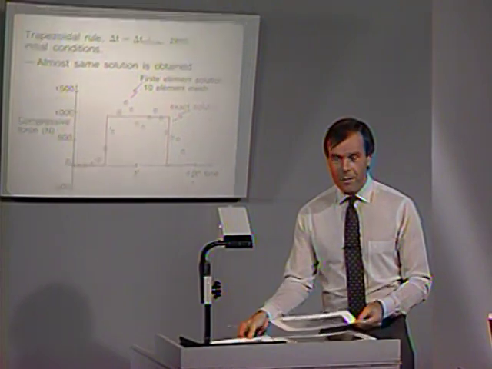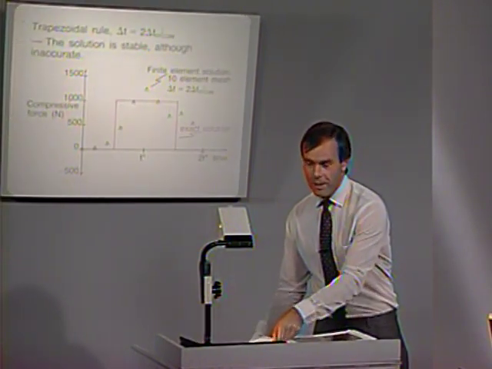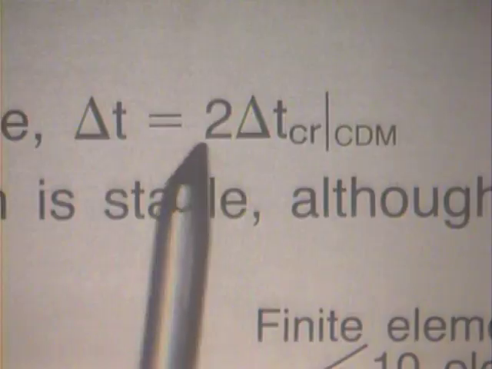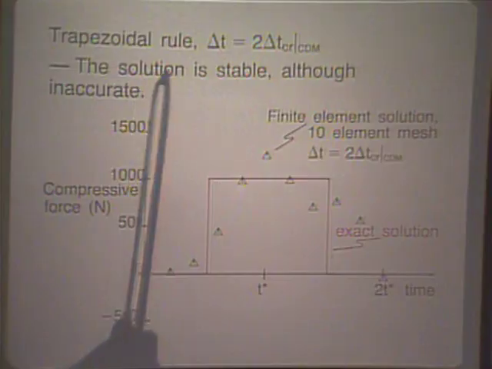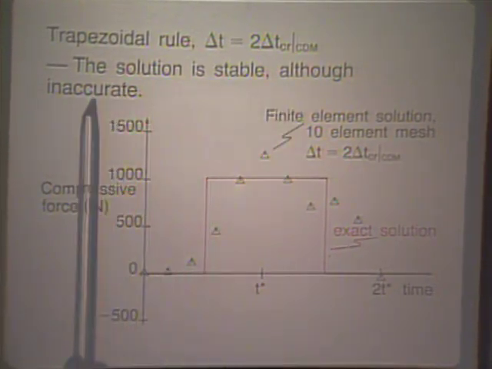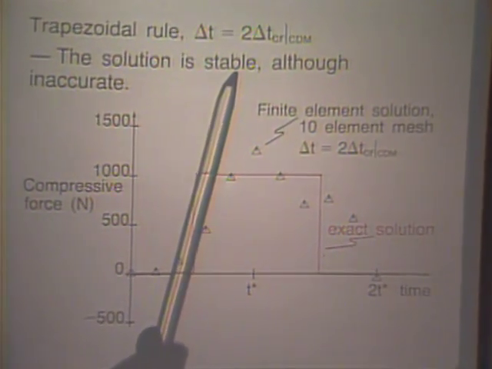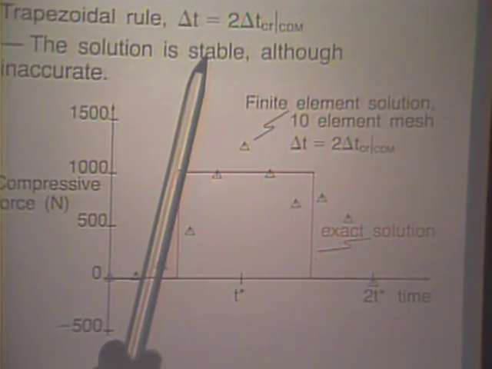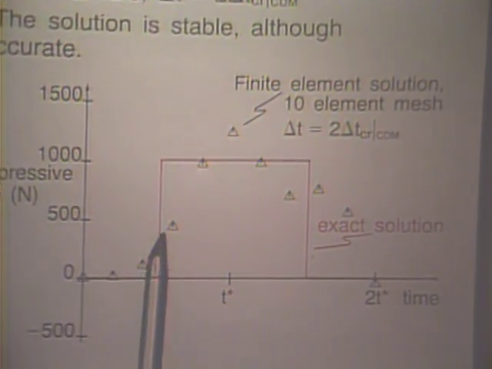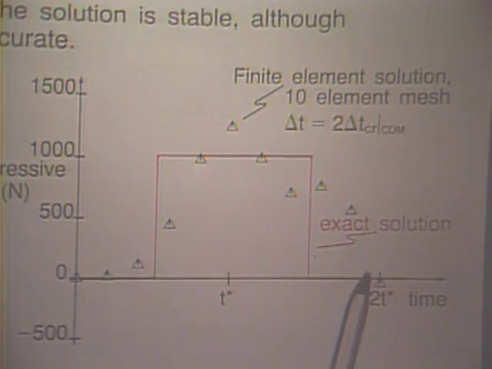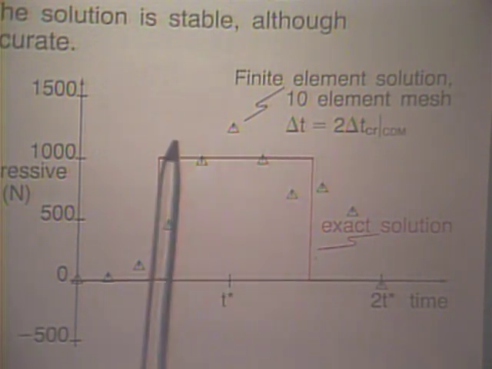Using now twice the time step of what we just used, namely delta t equal to 2 times delta t critical of the central difference method, the solution is stable but very inaccurate. It is stable because we are using an unconditionally stable operator. We discussed that in the previous lecture. Notice this is the solution we are obtaining when compared to the exact solution.